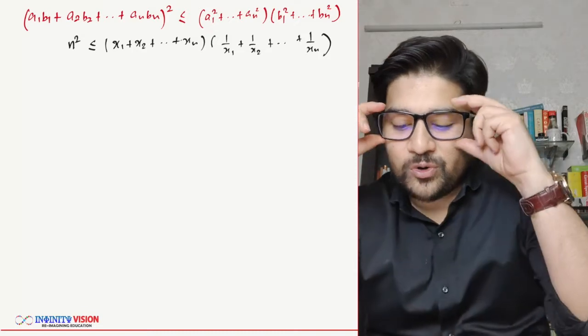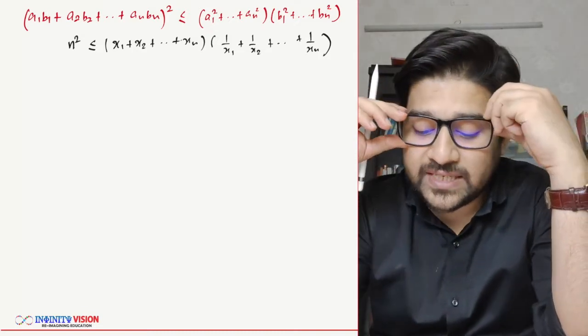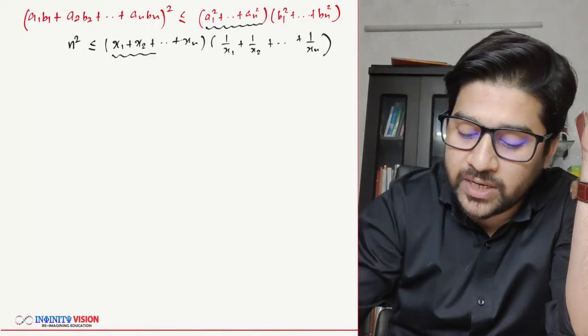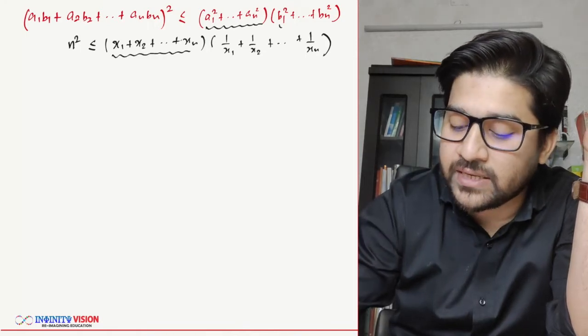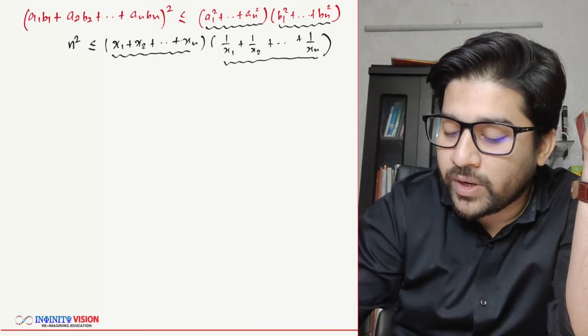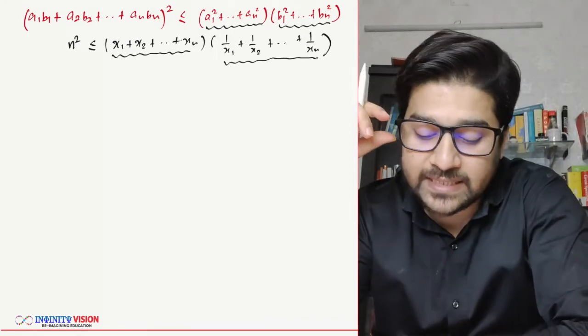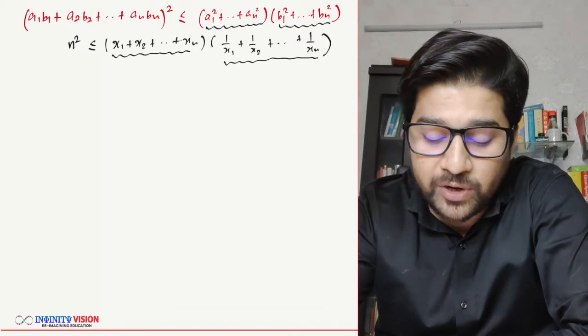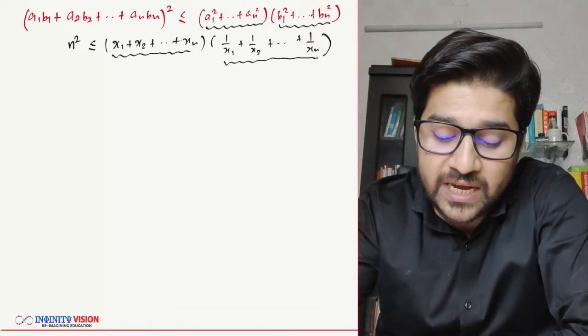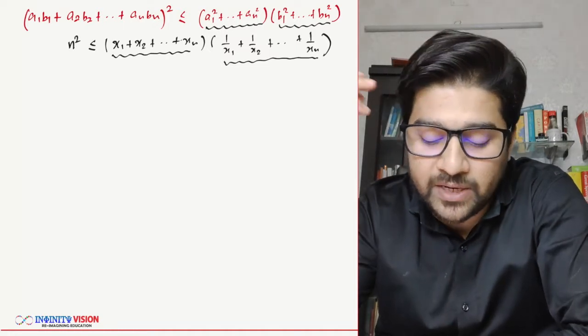Now if you look closely, what exactly is happening? If you look, it is a1 square plus a2 square up to an square, and this is x1 plus x2 up to xn. This is b1 square up to bn square. This is 1/x1 plus 1/x2 up to 1/xn. And on the left hand side you see a pure number, which is a natural number, and on the other side you see (a1 b1 + a2 b2 up to an bn) whole square.